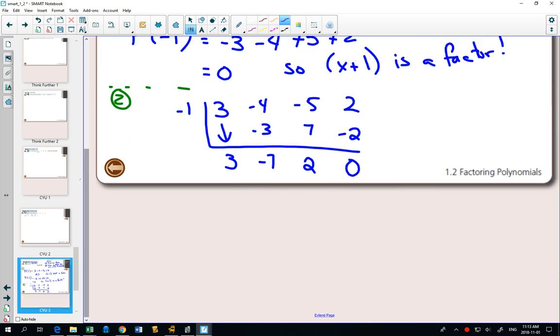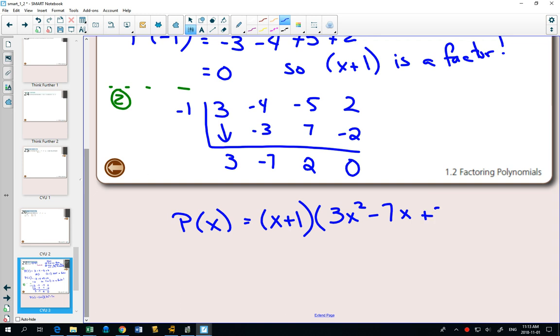Okay. The other nice thing about writing let p of x equal the whole thing that we started with, in our division statement, you can write p of x instead of having to write all 4 of those things, is equal to x plus 1 was our factor that we found, and we're left with 3x squared minus 7x plus 2.